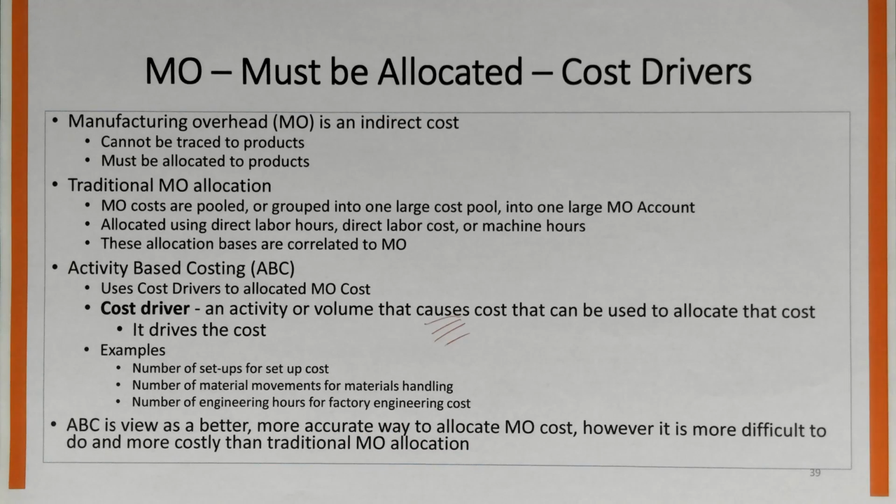Activity-based costing is viewed as a better and more accurate way to allocate manufacturing overhead. However, it's more difficult to do and it's more costly than traditional manufacturing overhead allocation.